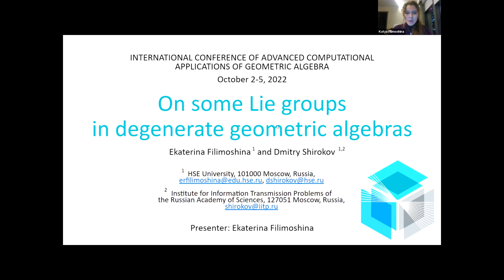Today, I'm going to present my joint work with Dmitry Shirokov on some Lie groups in degenerate geometric algebras. In this work, we introduce and study several Lie groups in degenerate geometric algebras, or Clifford algebras. These Lie groups preserve the even and odd subspaces under the adjoint representation and the twisted adjoint representation. The considered groups can be interesting for the study of spin groups and their generalizations in the degenerate case.